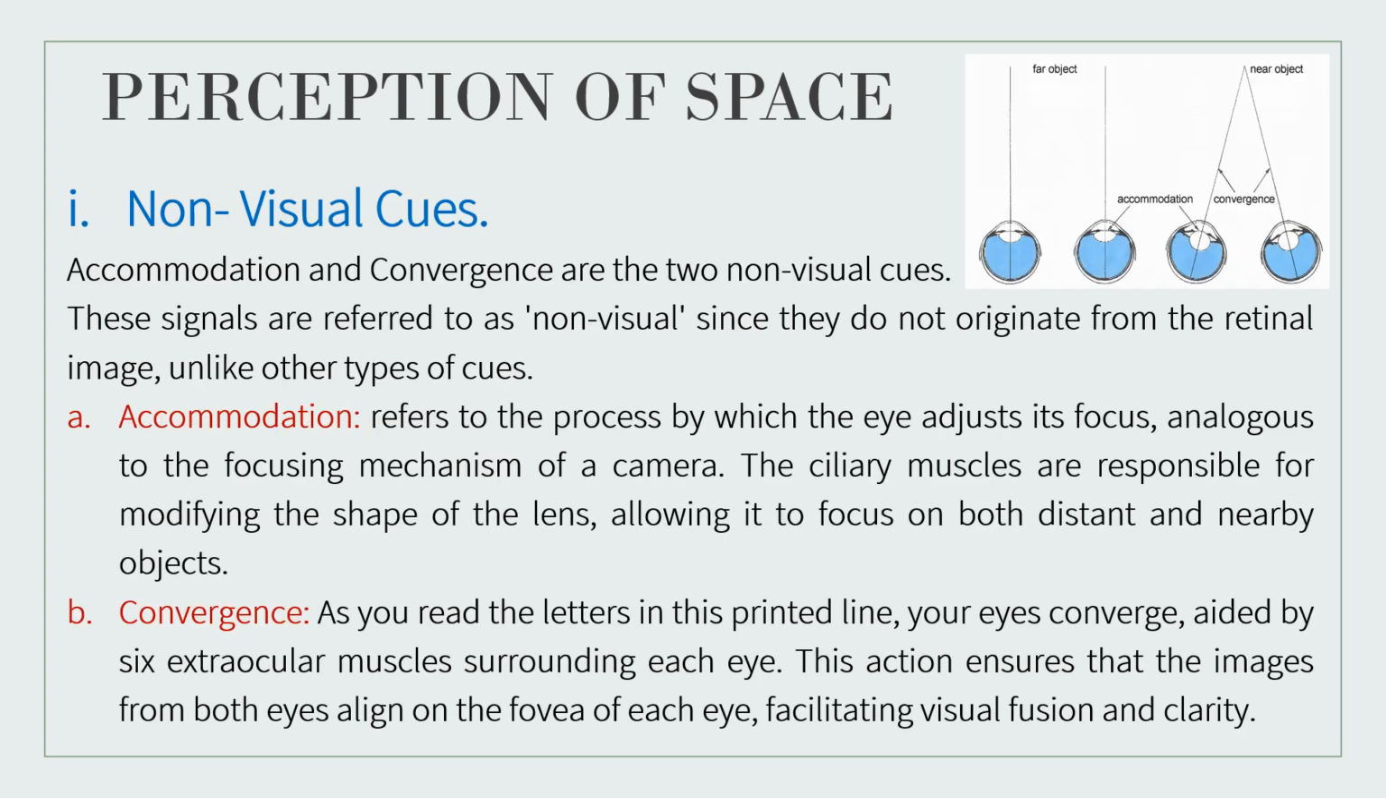So in non-visual cues, if you are looking at a picture, you are perceiving an object, and what you are perceiving are visible cues. The non-visual cues lie in the mechanism of your eyes, like accommodation and convergence. Accommodation refers to the process by which the eye adjusts its focus, analogous to the focusing mechanism of a camera. The ciliary muscles are responsible for modifying the shape of the lens and allowing it to focus on both distant and nearby objects.